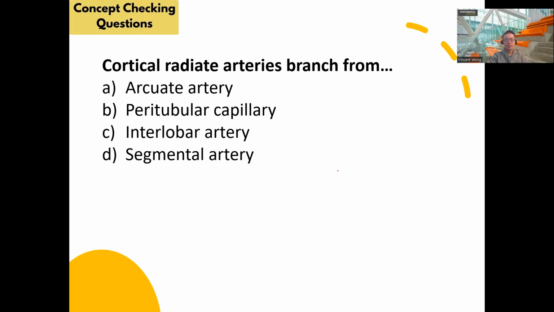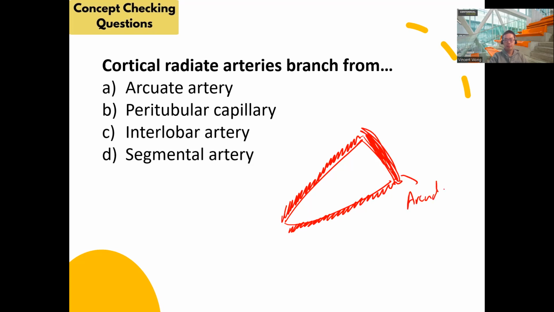All right. So this is the pyramid, right? This is the pyramid. And then we have the interlobar coming up. And then outside here, we have the arcuate, right? Arcuate. And then the cortical radiate, the crazy hair, right? Okay, so cortical radiate artery branches from the arcuate artery.